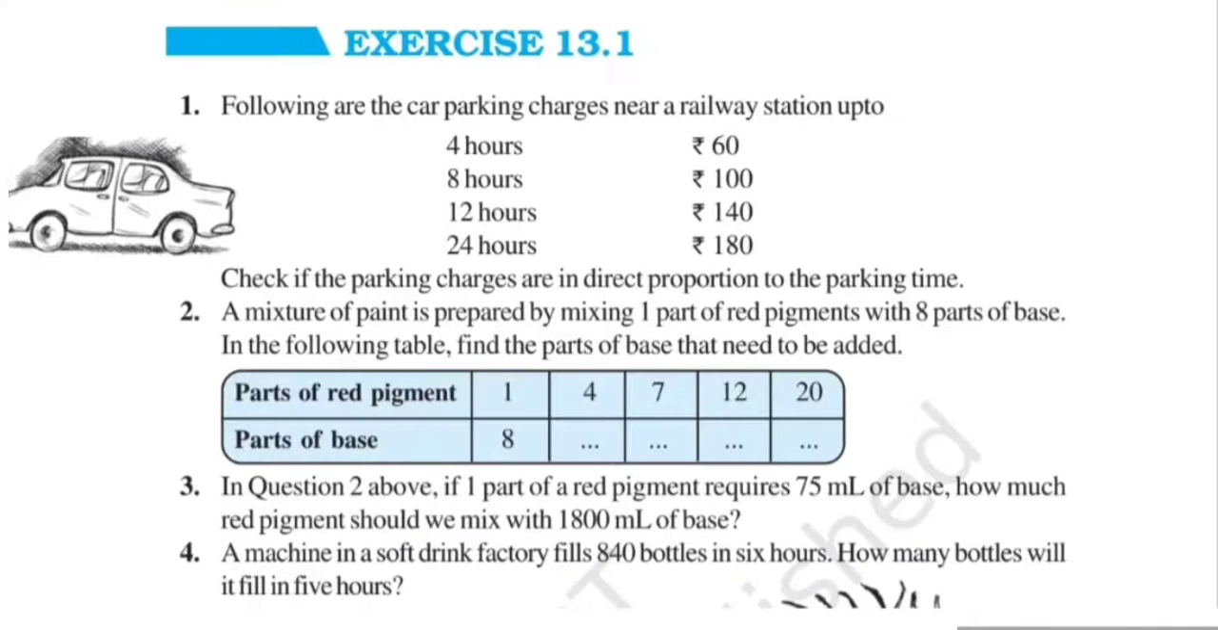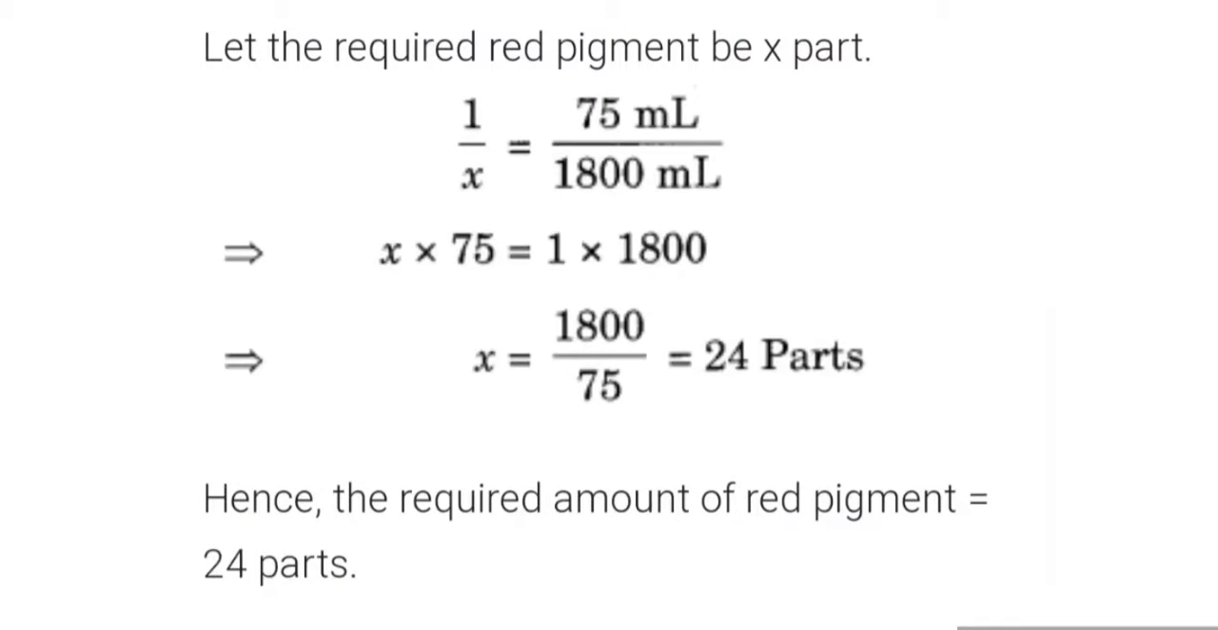Now see question number 3. In question 2 above, if one part of a red pigment requires 75 ml of base, how much red pigment should we mix with 1800 ml of base? So see the solution. Let the required red pigment be X parts. So this we will write, 1 upon X is equal to, the base is given here 75 ml, so 75 ml upon 1800 ml we will write.